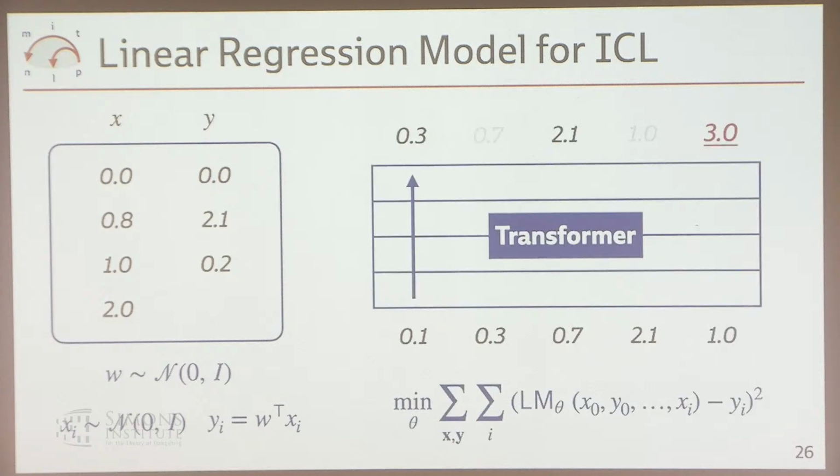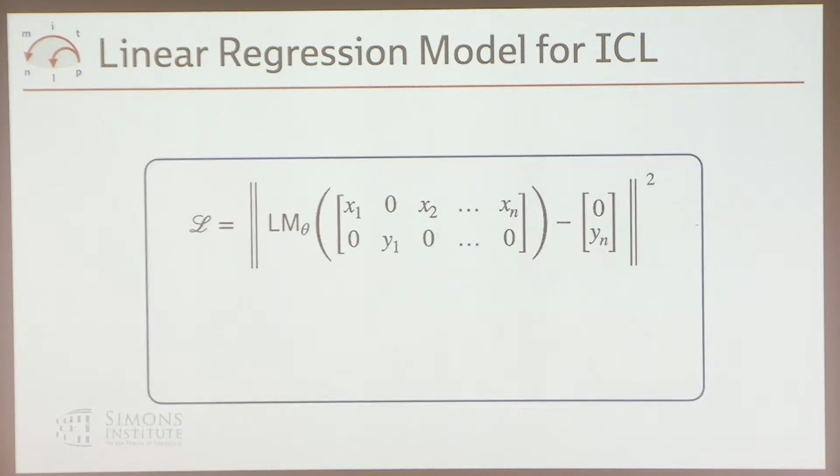Then from a set of these linear functions, we will train a transformer language model to predict the next target given the previous examples. And we evaluate whether the outputs get close to the ground truth after seeing enough examples. And note that this is a language model, but it takes continuous numbers.